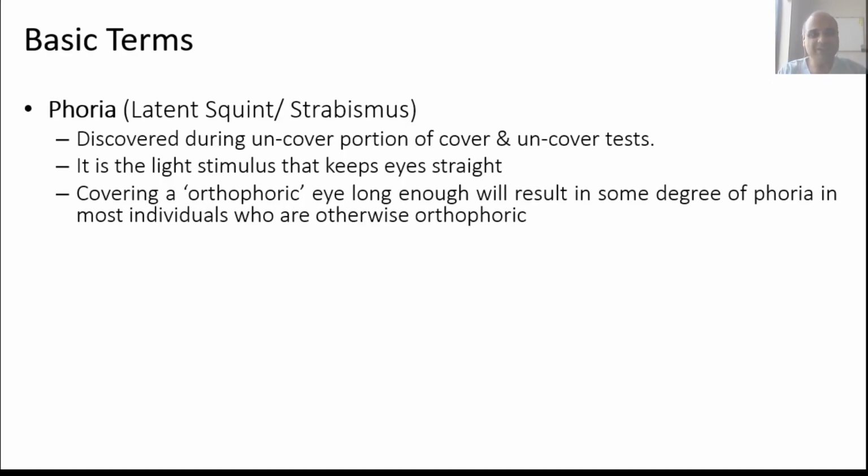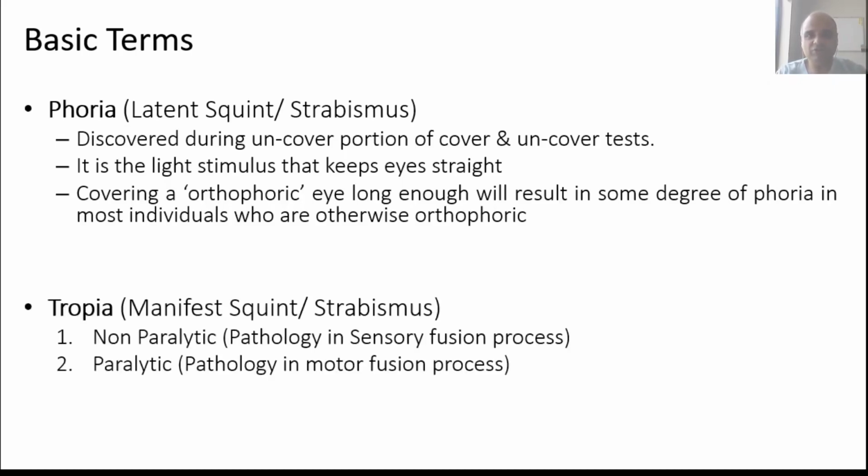So why even test it? Well, because certain types of manifest deviation, which are called tropias, begin as phorias, and we'll talk about them when we talk about them. So tropia is a manifest squint, something that's visible when both eyes are open. And this could be paralytic, this could be non-paralytic. When it's non-paralytic, it's basically a problem with sensory fusional processes. If it's paralytic, the pathology is in the motor fusional process, which is pretty much apparent from the name of the disease. Non-paralytic and paralytic. But tropia is something which is manifest squint, which can be seen with both eyes open.